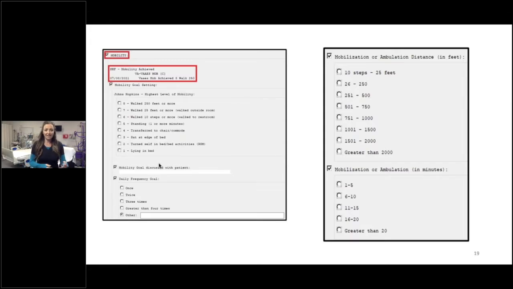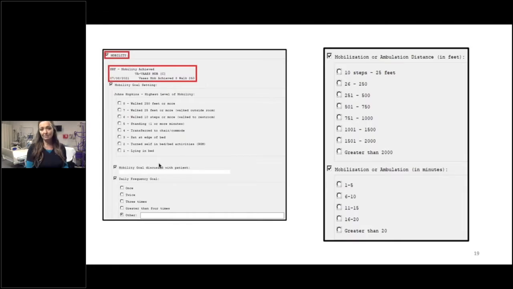A 6 is a few steps. That's typically your transfer from a bed to a chair. A goal of a 7 is in the room walking, 25 feet or 25 steps, which is typically from the bed to the commode into the bathroom, but it's basically in their room. And then 250 feet is typically walking out in the hallway, and this is more of your community distances.